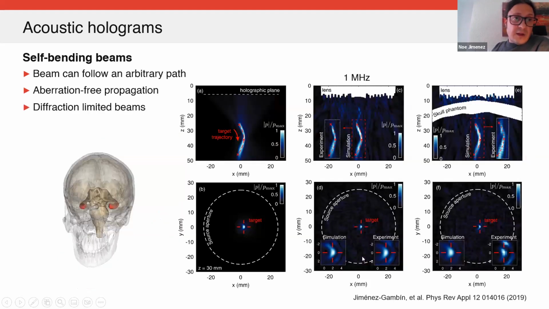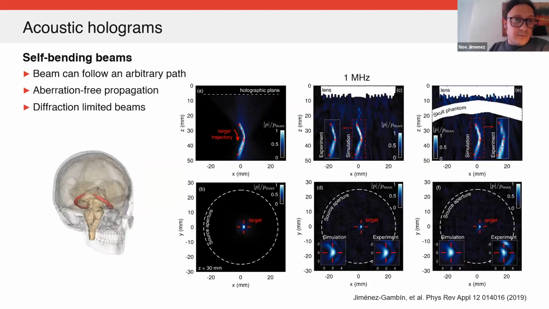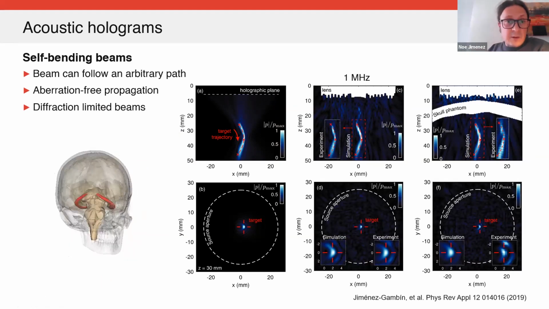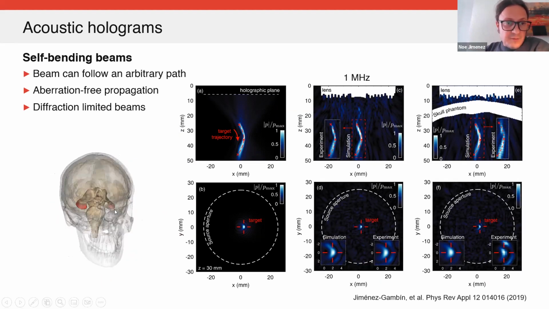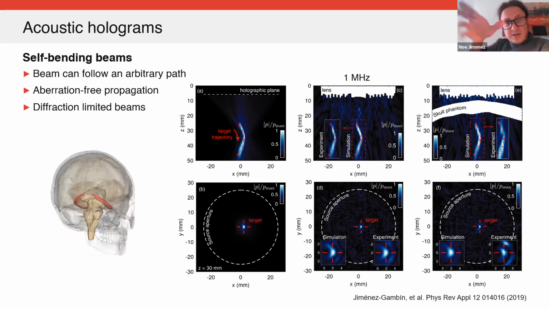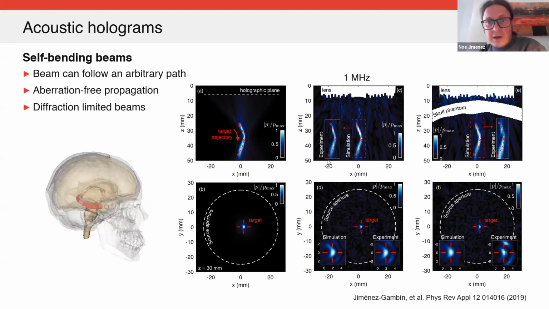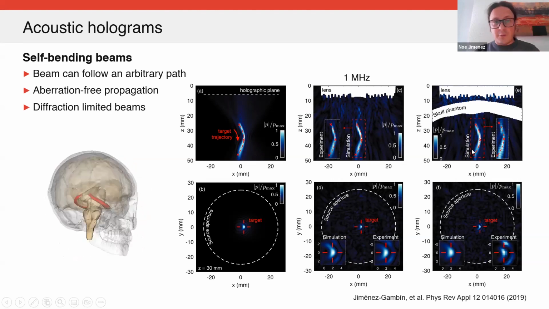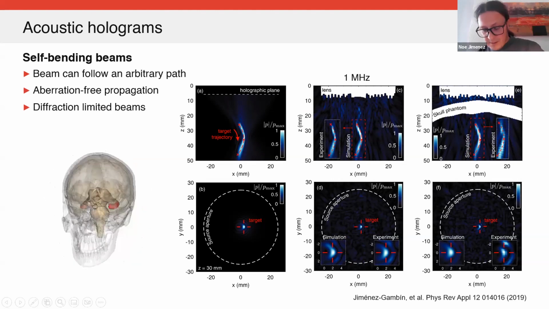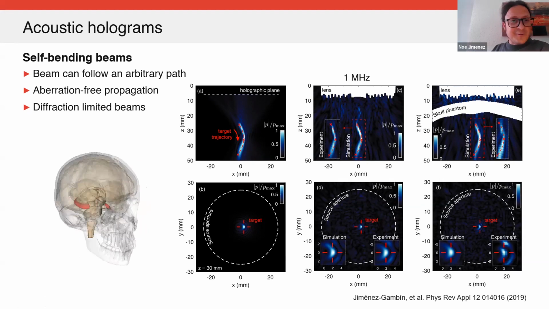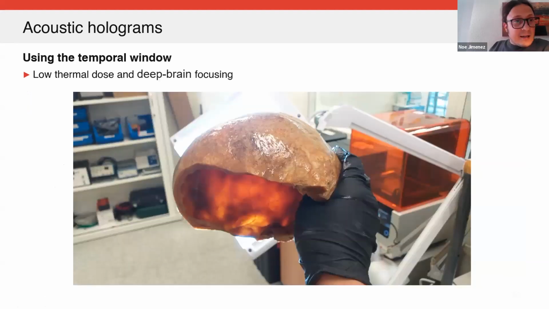So we tested that with several targets, for example, just for fun actually, with these self-bending beams that can bend along a given arbitrary trajectory. You need to have in mind that the hippocampus has this shape, and you can really test using experimental simulations that you can adapt the trajectory and simultaneously correct the aberrations of the skull. This was the PhD work of Sergio Jiménez Gambin, who, I think he's connected right now, is now in Colombia.